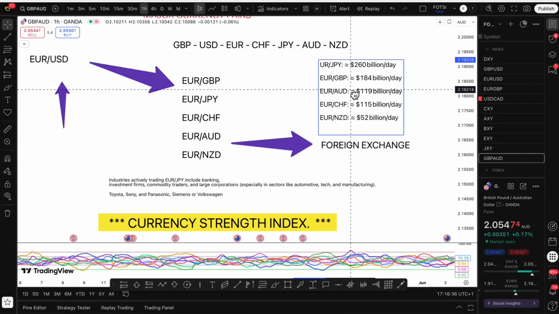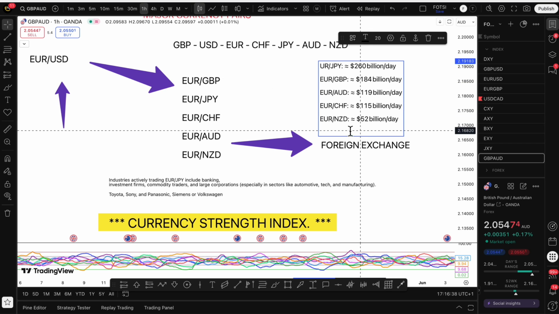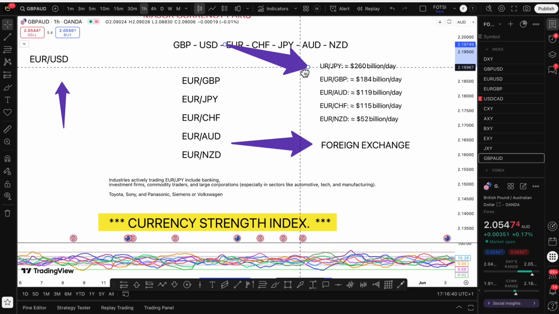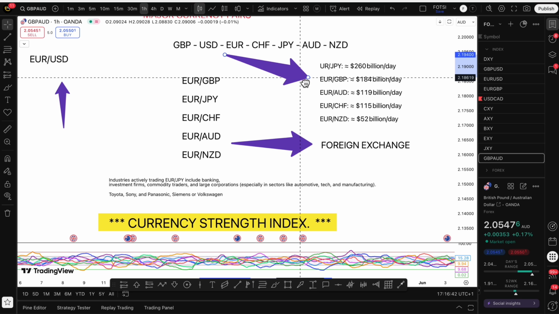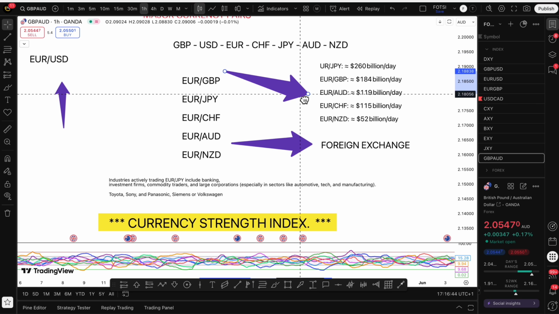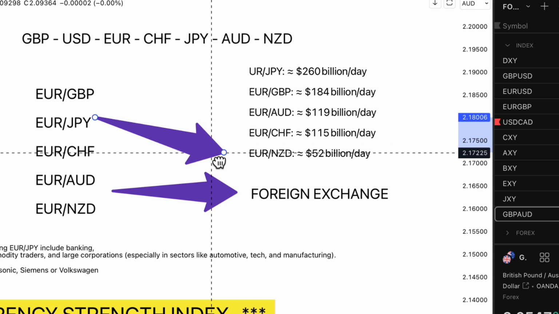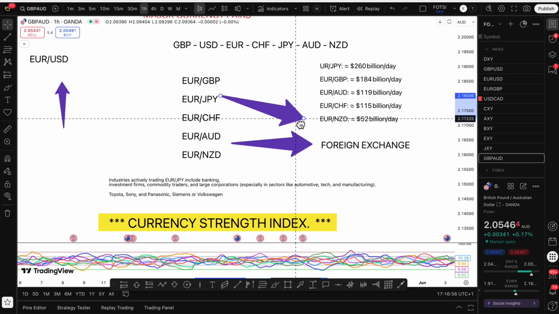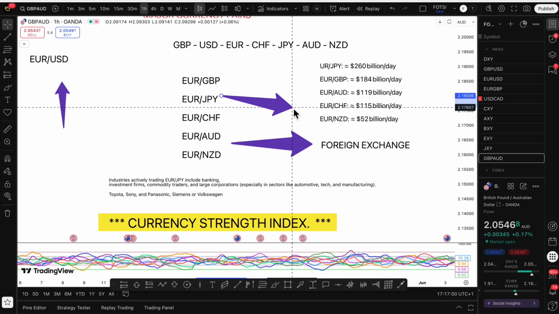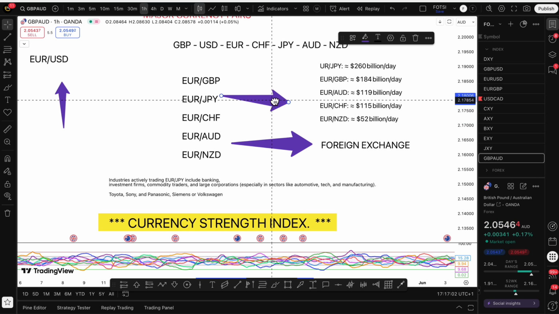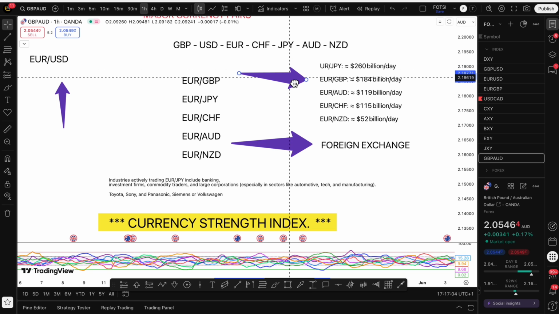If we go back to this screen, you can see how much has been moved here per day in each of these markets. The numbers are eye-watering, they are astronomical. This is what moves the markets, not retail traders like me and you. It is institutional trading that moves the markets. Obviously there are hedge funds as well, but this is the true mover of the market.